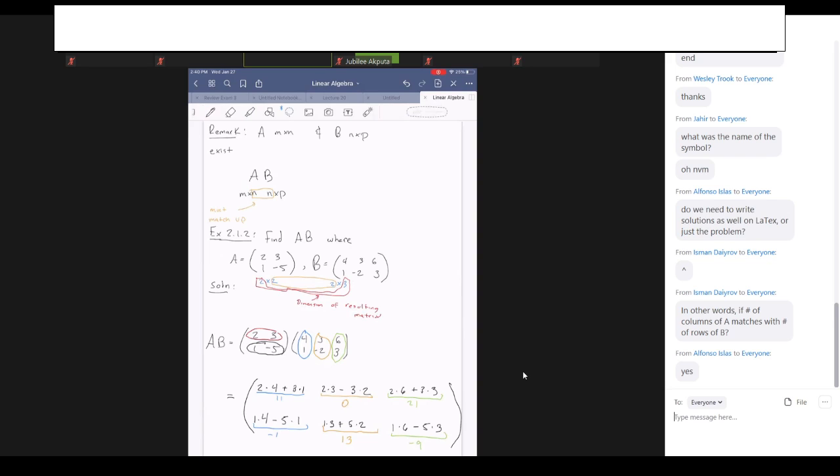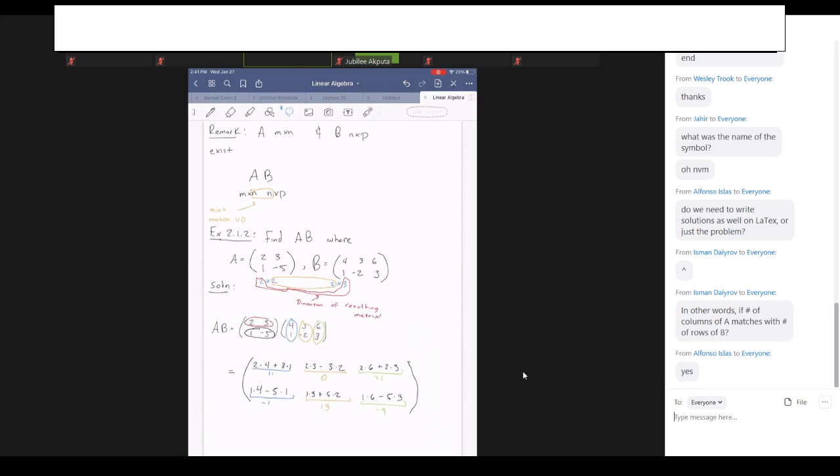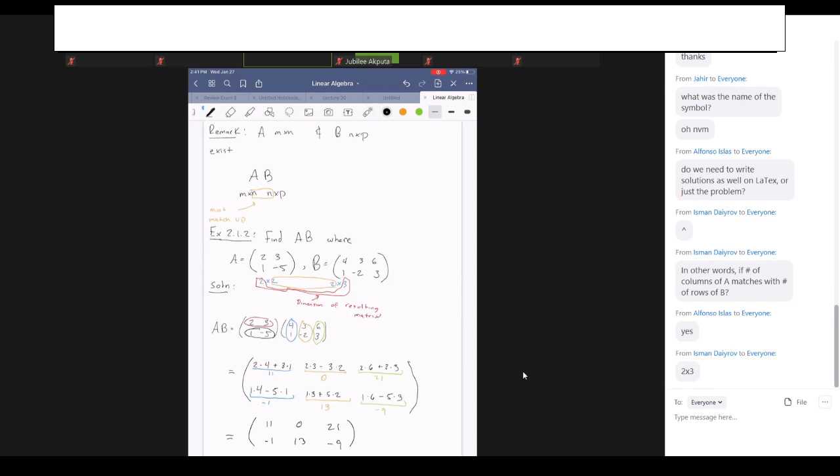So at the end, all of this equals 11, 0, 21, minus 1, 13, and minus 9. Okay. So by the way, what did I say the dimension of the resulting matrix would be? I said it would be a 2 by 3. Is this a 2 by 3? Yes. Okay. So you can check yourself if you did it right if the outer ones are the dimensions of this matrix. So yeah, this is perfect.